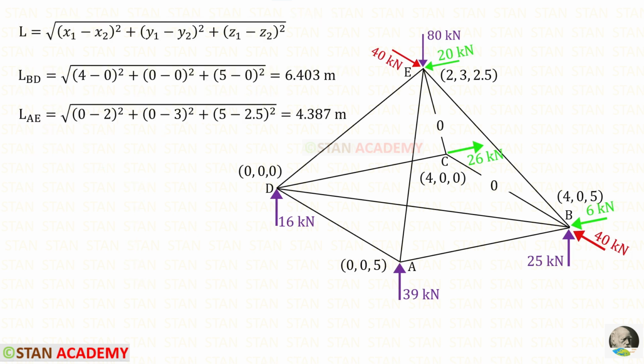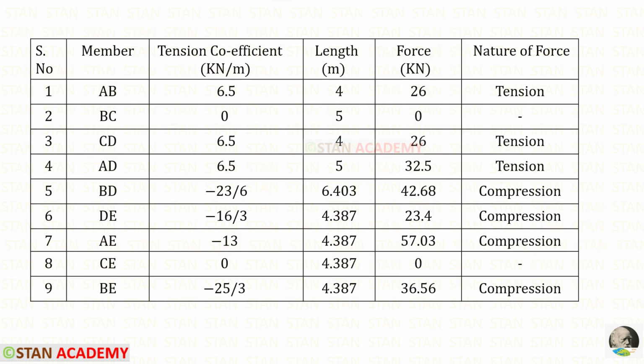We have to find the length of the members. Some of the lengths are given in the question. For the length of BD, using this formula, we will get 6.403 meter. And for length of AE, we will get 4.387 meter. Length of DE, length of BE, length of AE and length of CE will be the same, and it will be 4.387 meter. We need to multiply the tension coefficient with the length of the members so that we will get the forces.